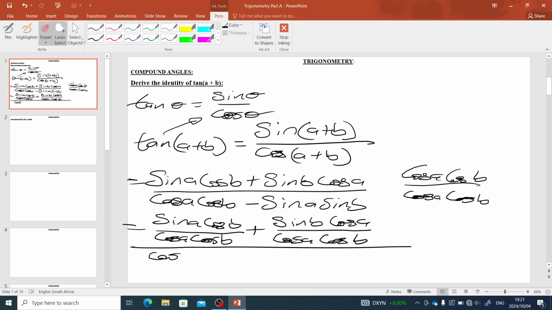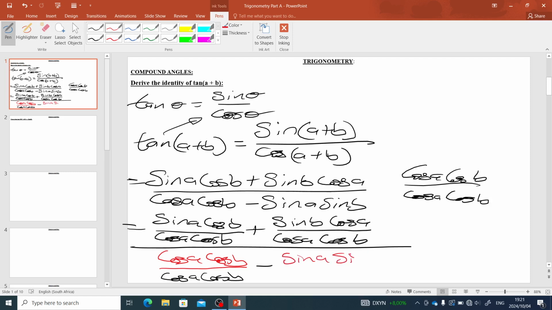Let's use a different color for the denominator. We are having cos A cos B divided by cos A cos B, minus sine A sine B divided by cos A cos B. Okay, let's wipe here on the side so that we can use this side here.